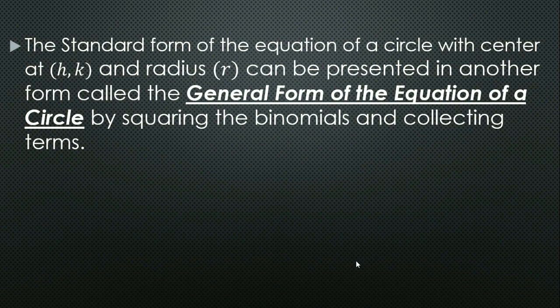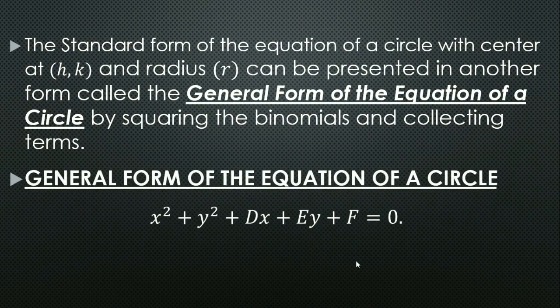The standard form of the equation of a circle with center at (h, k) and radius r can be presented in another form called the general form of the equation of a circle by squaring the binomials and collecting the terms. This is the general form of the equation of a circle: x squared plus y squared plus dx plus ey plus f is equal to 0, where d, e, and f can be any real number.